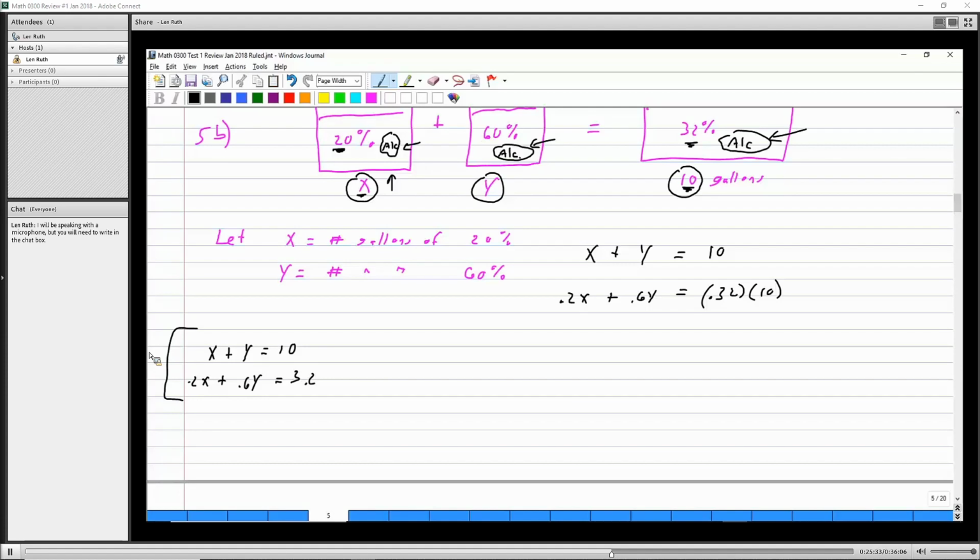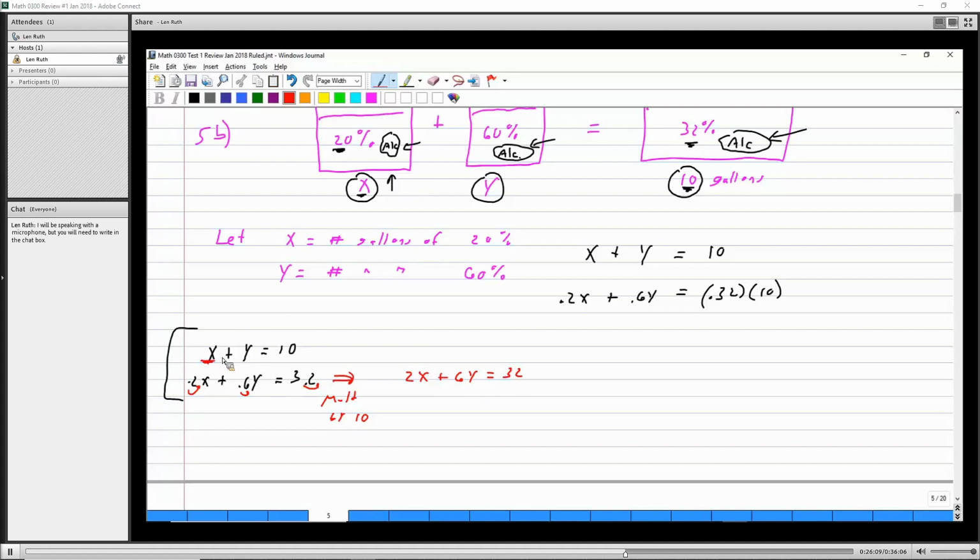I'm going to try to make either the x's or y's opposite. Now I don't like this bottom equation because of all the decimals, so I'm going to multiply both sides by 10. This is for convenience. It's often good to get rid of decimals, it just makes life easier. When you multiply by 10, decimal places move one to the right. So we get 2x instead of 0.2x, plus 6y equals 32.